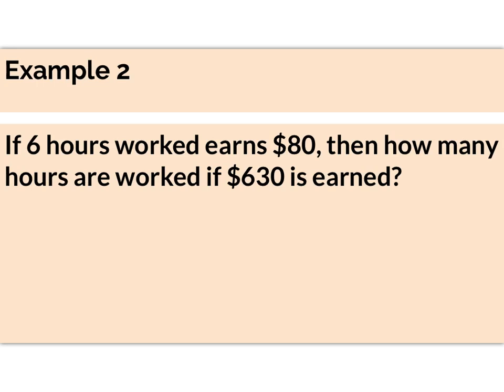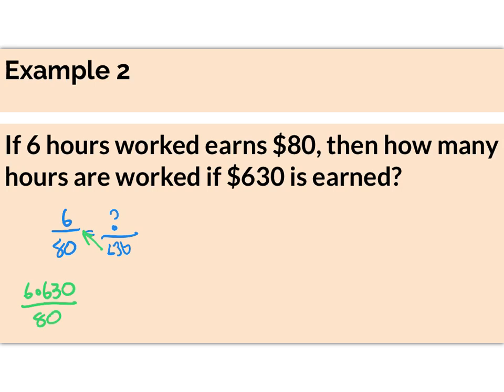Again, it's the same question. 6 hours over $80 equals how many hours? This is the exact same question. $630. So it's the same exact steps. 6 over 80 equals question mark over 630. We cross multiply again. So we're going to have 6 times 630 over 80.